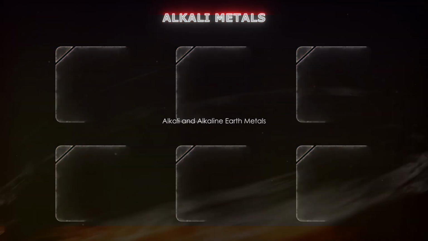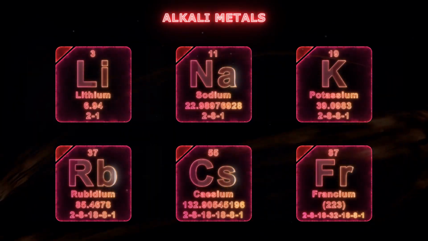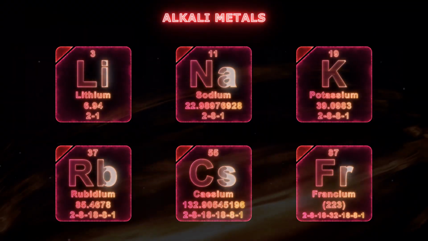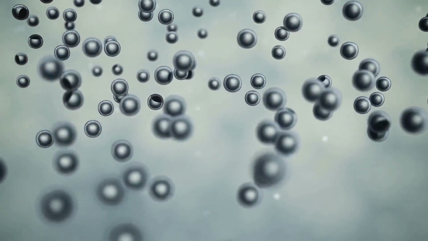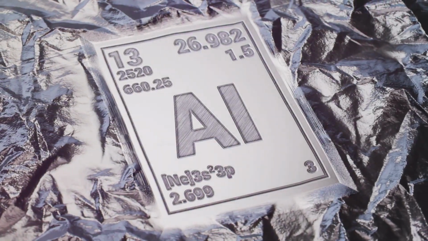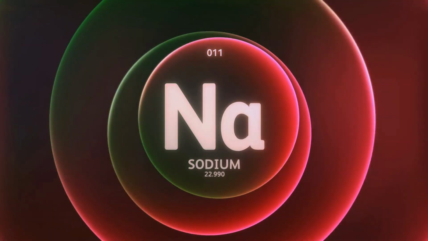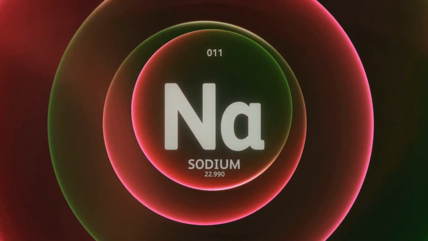Starting from the left, the first two groups are known as the alkali and alkaline earth metals. Alkali metals, comprising the first group, are incredibly reactive. They're like the life of the party, always ready to mingle and form new bonds. They're soft and light, with low melting points. Ever heard of sodium? That's an alkali metal, a common ingredient in your table salt.